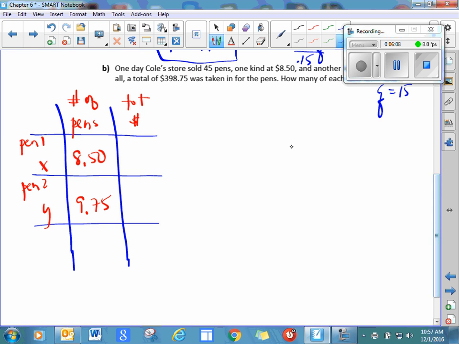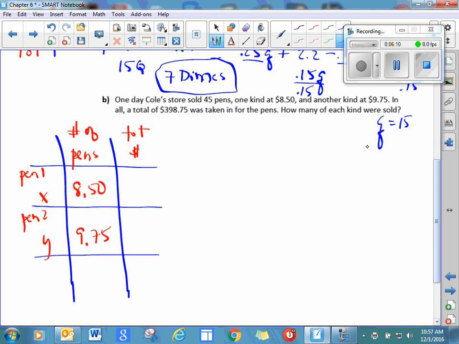Let's go set up this one pretty quickly. Again, I've already made the shell of the chart. This is similar, but different. We've got all pens here, but we've got 2 kinds of pens. So I'm letting X be pen type number 1. So I'm just going to call it pen 1, and Y is going to be pen 2. So that's how my chart is going to set up.